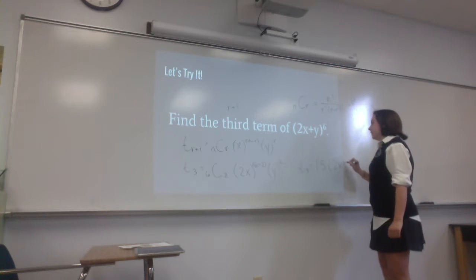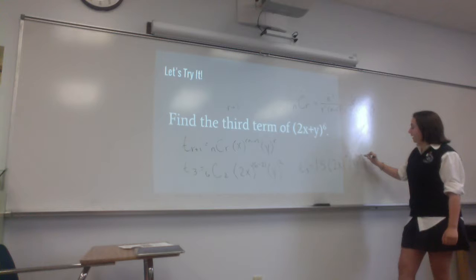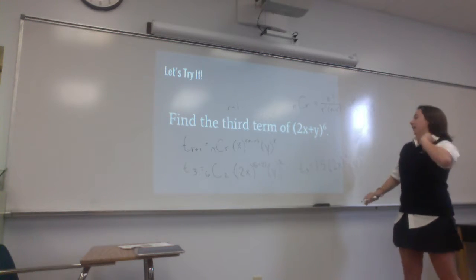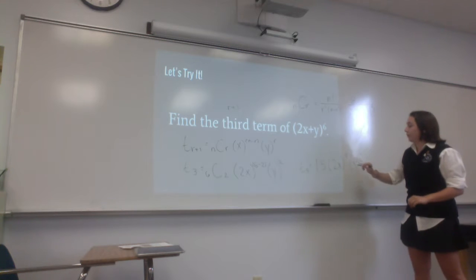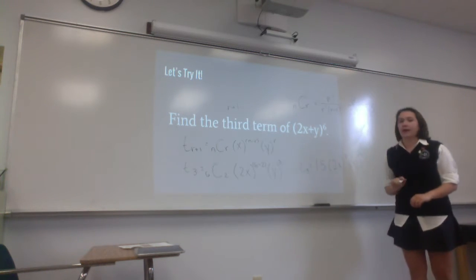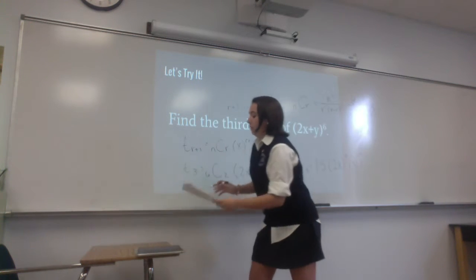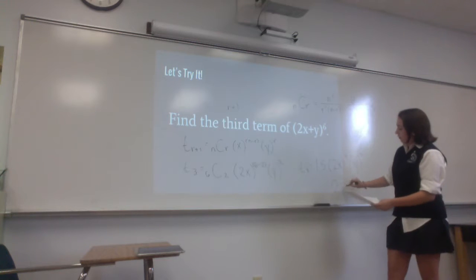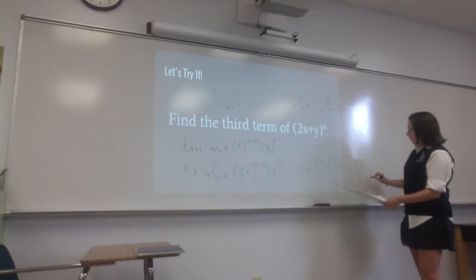Now, what's the next step, guys? Plug and chug. So, after we raise 2 to the 4th power, x to the 4th power, y to the 2nd power, and then multiply all of that together, we are going to end up with the beautiful number of 240 x to the 4th, y to the 2nd.